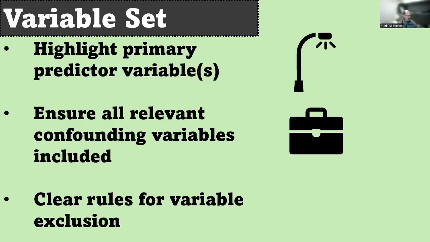And then the third thing is have clear rules for variable exclusion. Sometimes you might need to exclude a variable. You don't want to just do it willy-nilly, ad hoc, just because it doesn't make the data nice or doesn't follow along with your proposed hypothesis. You want to have a clear, justifiable rule for maybe excluding a variable. Maybe there are too few entries, or the groups can't be collapsed, or something like that. But having those rules ahead of time makes it justifiable and not just because.